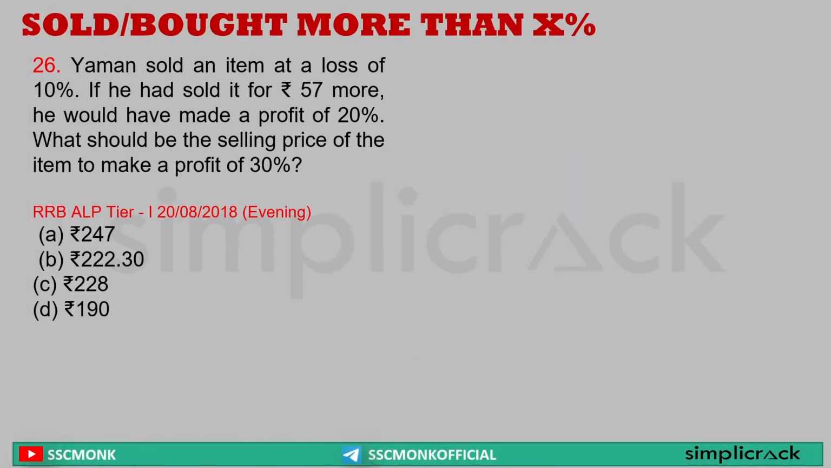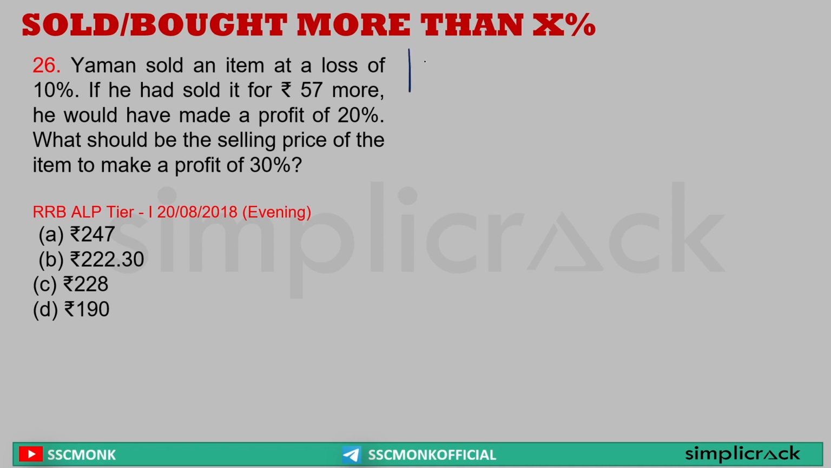Next. Yaman sold an item at a loss of 10%. If he sold it for 57 more, he would have made a profit of 20%. What should be the selling price of the item to make a profit of 30%? Now understand this. This is the theory. You should remember it very, very well, because this is how you can solve the question without wasting more time.